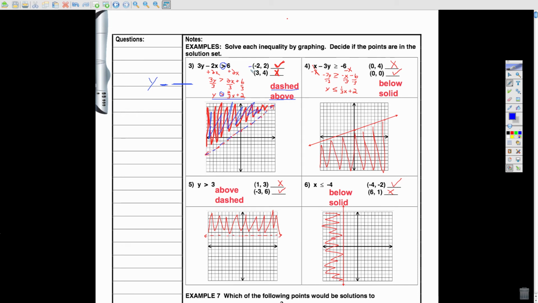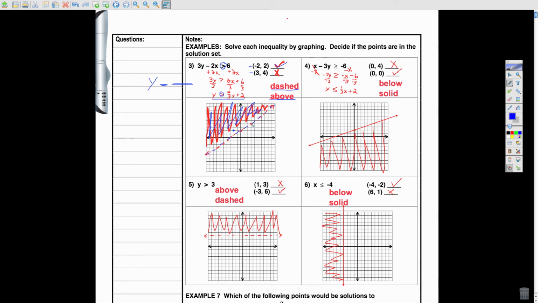Now, there's another part that's asking, okay, do the points -2, 2 and 3, 4 lie in the solution? Well, let's graph those points. -2, 2. That point would be right here. That is in my shaded region. So yes, that is a correct answer.